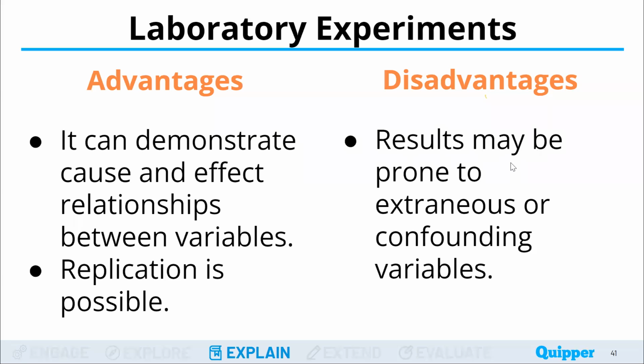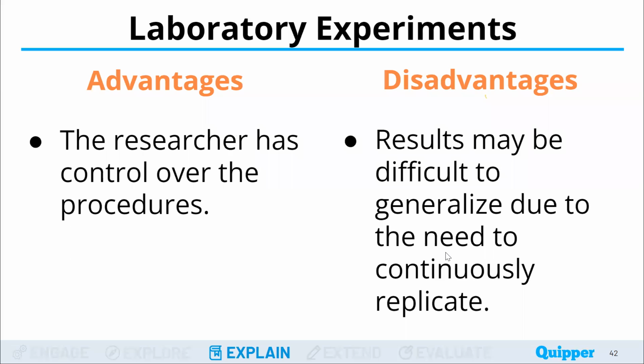Disadvantage, results may be prone to extraneous or confounding variables. Another advantage, the researcher has control over the procedure. And results may be difficult to generalize due to the need to continuously replicate. Parang katulad ng yung mga experiment kung ano ba yung vaccine na gagamitin. So hindi lang pwedeng isang tao lang yung pwede mong ipag-experimentuhan nun. So you need to check if applicable ba siya sa iba't ibang tao. And then you'll check kung ano ba yung mga difference ng ibang tao and difference din sa result nung naging effect nung vaccine. Kaya hindi mo sila pwedeng i-generalize.